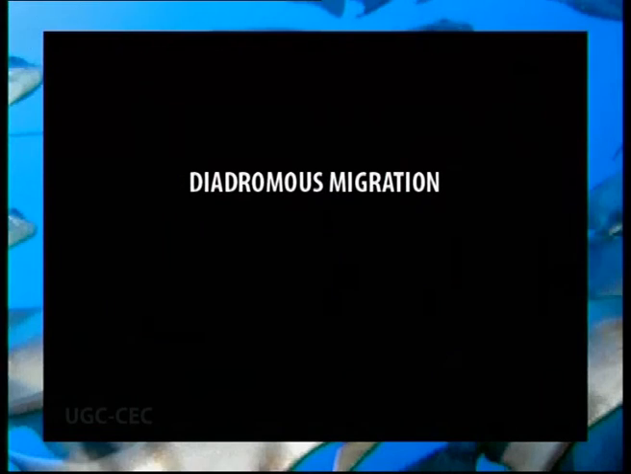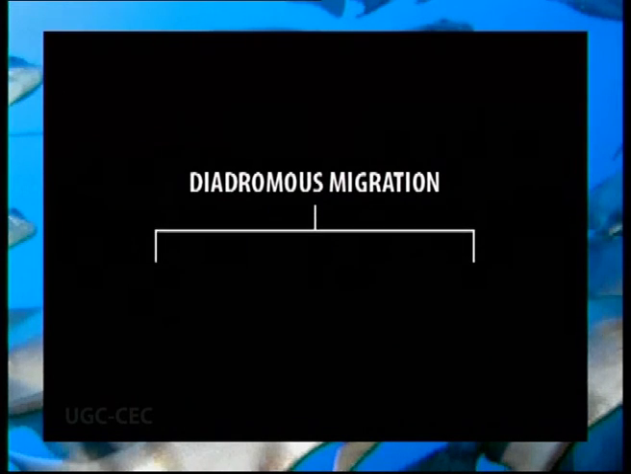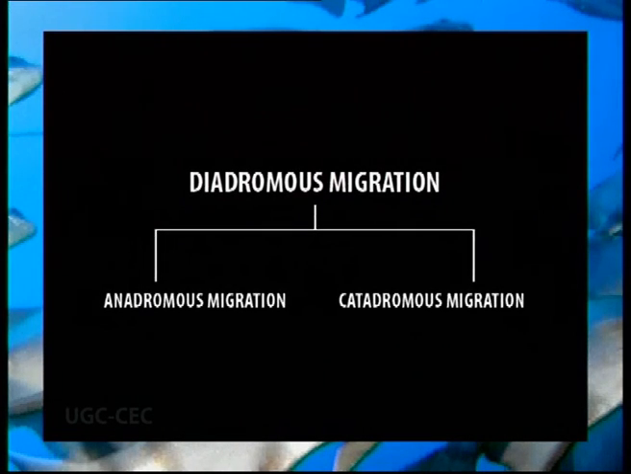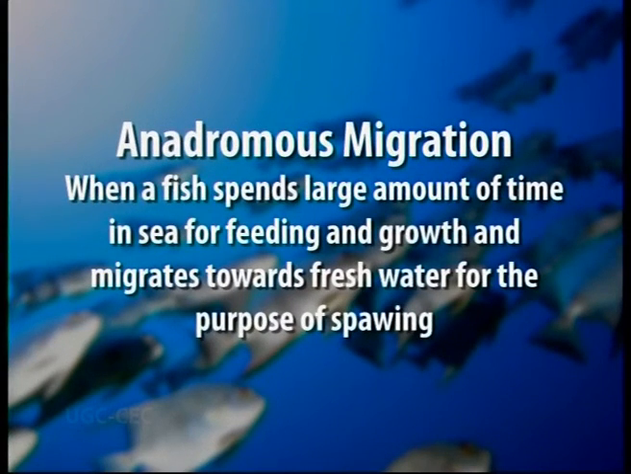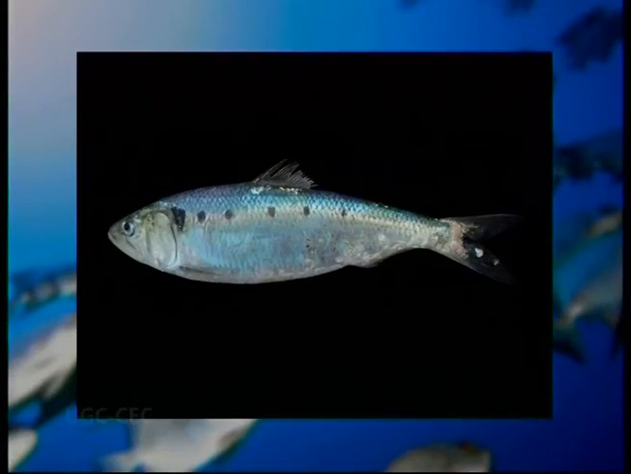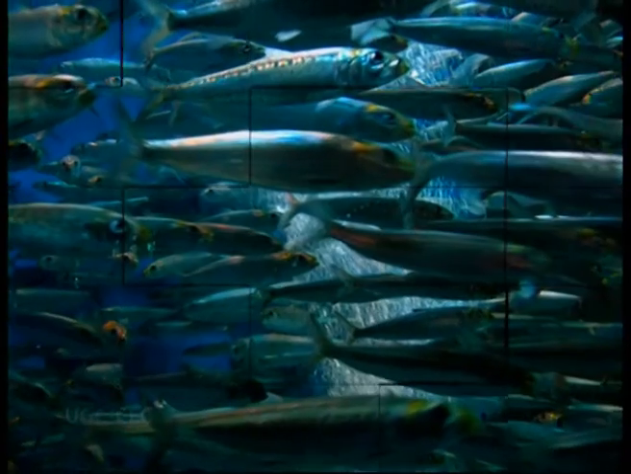It is further divided into two types. One is Anadromous, second is Catadromous migration. Anadromous migration is a migration where a fish which spends a large amount of time in sea for feeding and growth and migrates towards fresh water for the purpose of spawning, that is laying eggs. This type of migration is seen in case of salmon, shad, lamprey and hilsa.